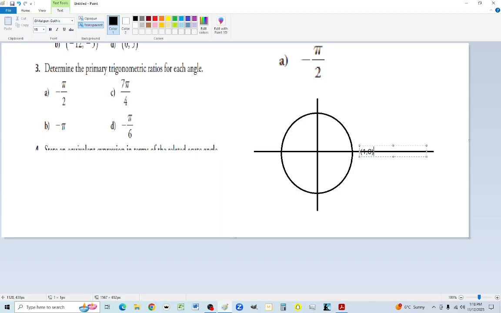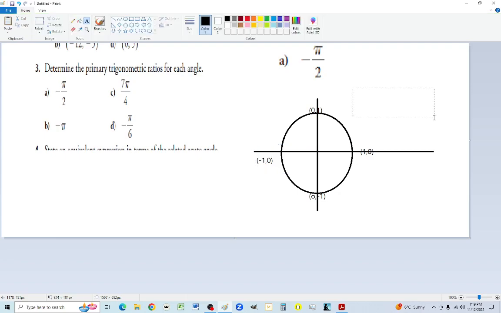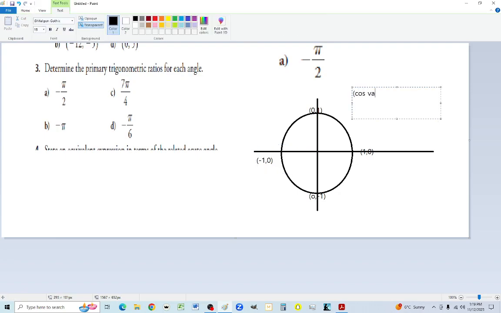1, 0, 0, 1, 0, -1, and -1, 0. There we go. It also helps if you know that the xy coordinates are the same as the cos value, comma, the sine value for that location.